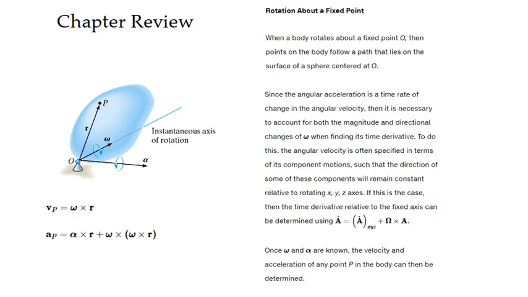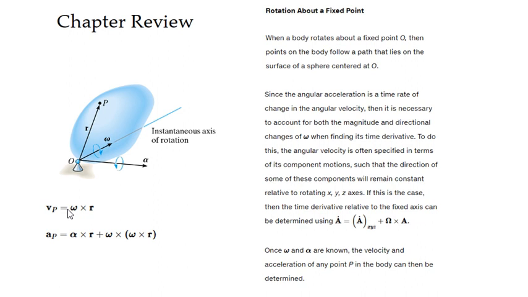Okay, so let's go to chapter review. You definitely need to know the rotation about a fixed point. Your fixed point here, another point in the body, your angular velocity, rotational axis, your angular acceleration, rotational axis. These axes have a common point, which is your O. You can get everything that you want at a particular point, which is the r distance away from your reference point, by doing this.